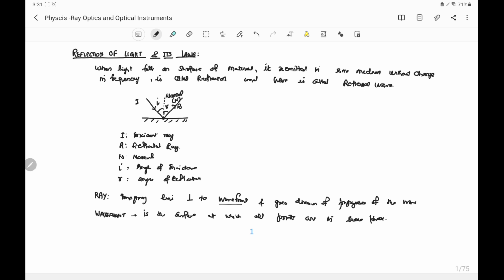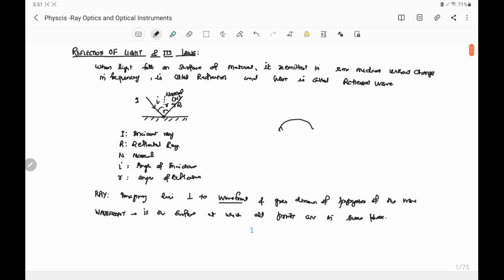Similarly, if we take a curved surface like a convex surface, and at a point the tangent is drawn and the normal is perpendicular to this tangent, the normal is shown here. A ray incident on the surface at the point where the normal meets the surface is the incident ray, and after striking, it is re-emitted into the same media; this is the reflected ray. Angle of incidence is the angle between the incident ray and the normal, and angle of reflection r is the angle between the reflected ray and the normal.